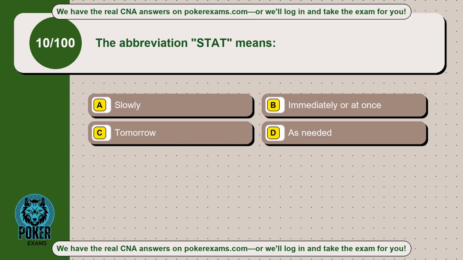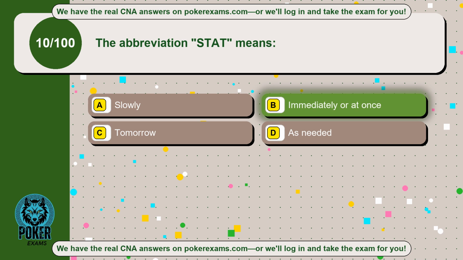Question 10. The abbreviation STAT means: Option A. Slowly. Option B. Immediately or at once. Option C. Tomorrow. Option D. As needed. The correct answer is option B.